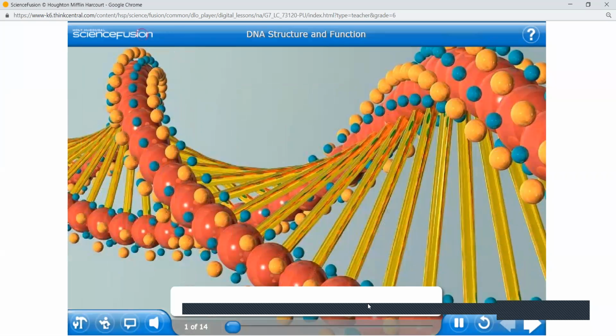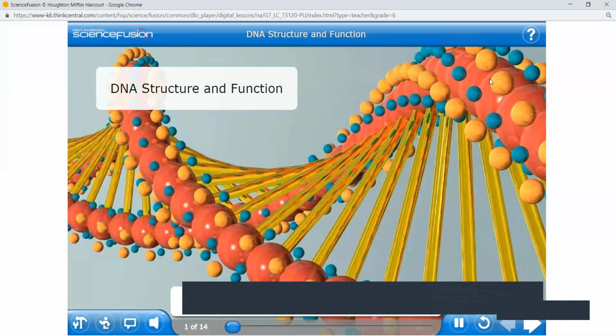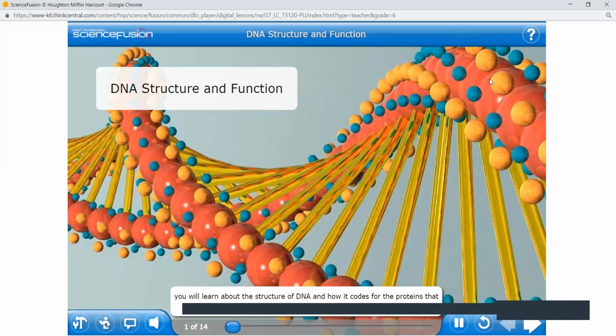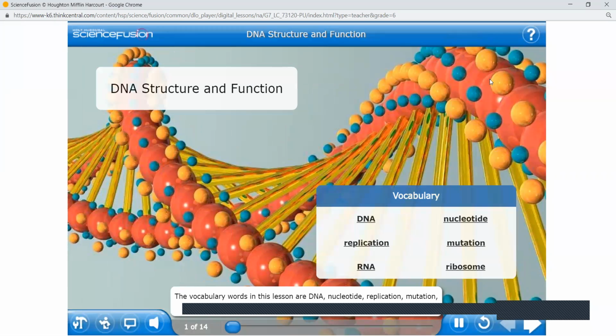Welcome to the lesson DNA Structure and Function. In this lesson, you will learn about the structure of DNA and how it codes for the proteins that allow your body to function. The vocabulary words in this lesson are DNA, nucleotide, replication, mutation, RNA, and ribosome. Click each word to find out more about it.